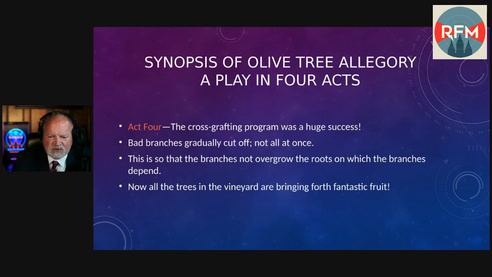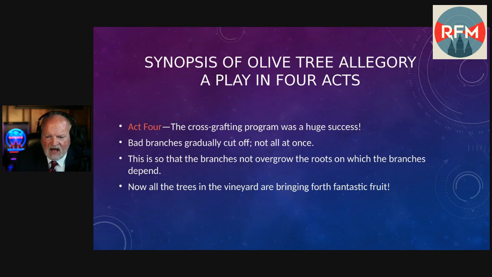Bad branches are gradually cut off the mother tree, not all at once, but gradually, as they make way for the good branches to grow in. This is so that the branches do not overgrow the roots on which the branches depend. Now, all the trees in the vineyard are bringing forth fantastic fruit, and the allegory of the olive tree in Jacob chapter 5 comes to a happy ending.